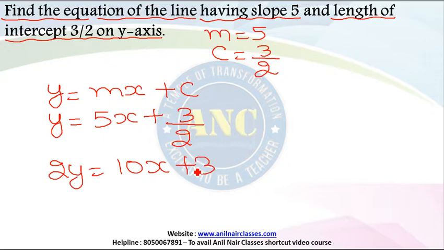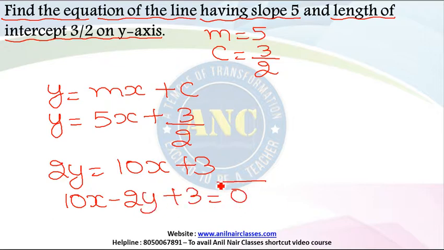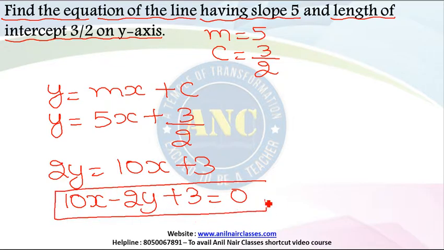Keep it in the standard form. Standard form is always nothing but writing the first value as x coordinate, next value as y coordinate, next value as constant equated with 0. So this will finally become 10x minus 2y plus 3 is equal to 0. This is the equation of the line having slope 5 and y-intercept 3 by 2.